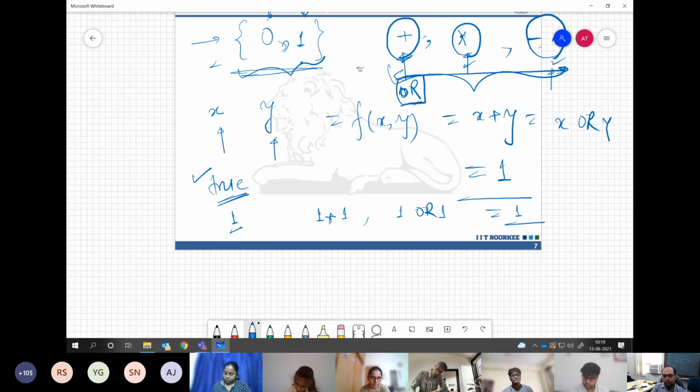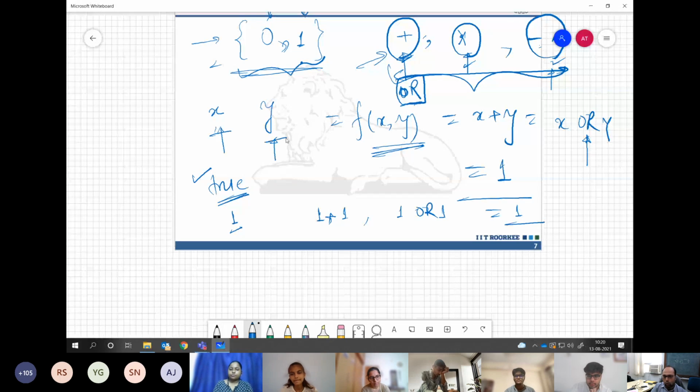Clear? This is one of the operations where it is involving multiple inputs, at least two inputs. It may have more also. So the condition that is given by OR is: if any of the variables are true, then the output is going to be true. Our output is going to be 1. Clear? This is one of the operations.